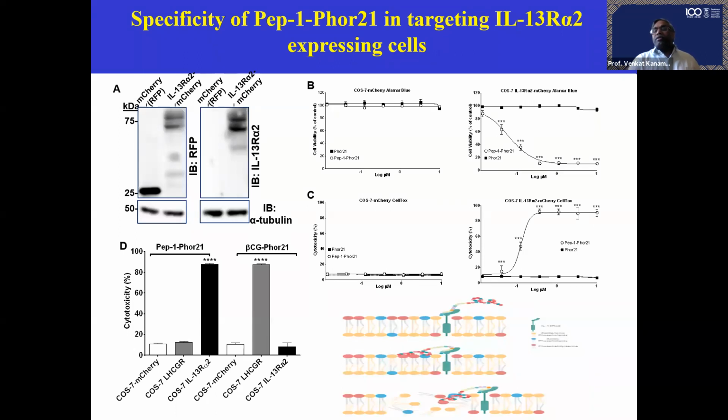And the way it kills is the receptor gets targeted by this ligand, thereby bringing this lytic peptide into close proximity of the plasma membrane, which results in disruption of the plasma membrane, thereby resulting in cell lysis.